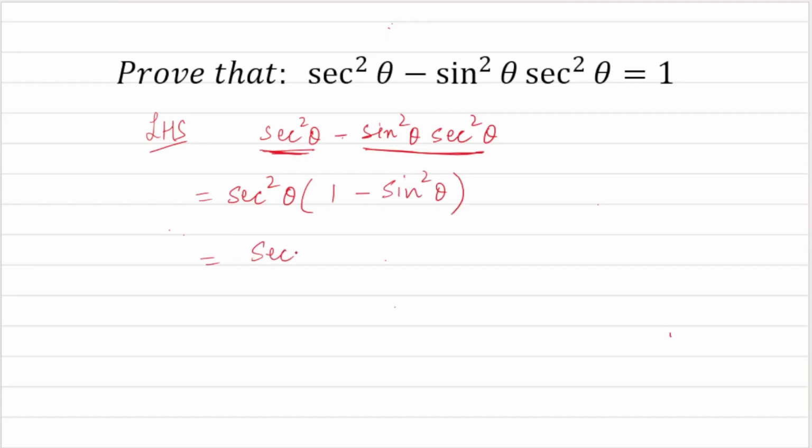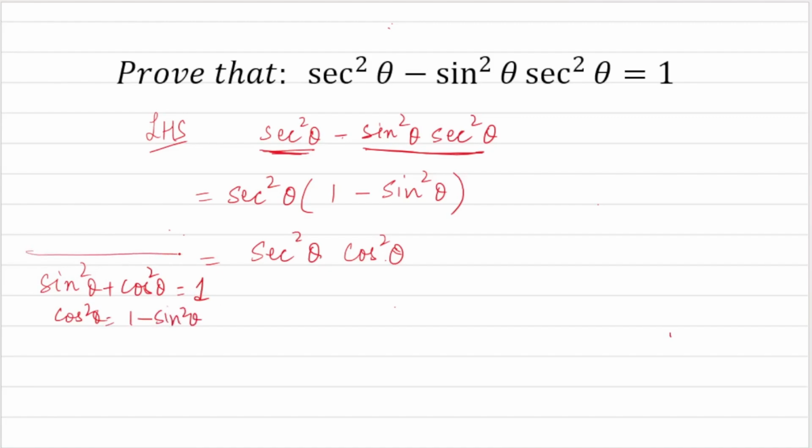Now, secant square theta as it is, I know that 1 minus sine square theta is equal to cos square theta. And from where did I get this? Because in one of my shorts, I explained that sine square theta plus cos square theta is always equal to 1. So what will be the value of cos square theta from here? I can write cos square theta as 1 minus sine square theta. So I did the same substitution over here. I wrote 1 minus sine square theta as cos square theta.